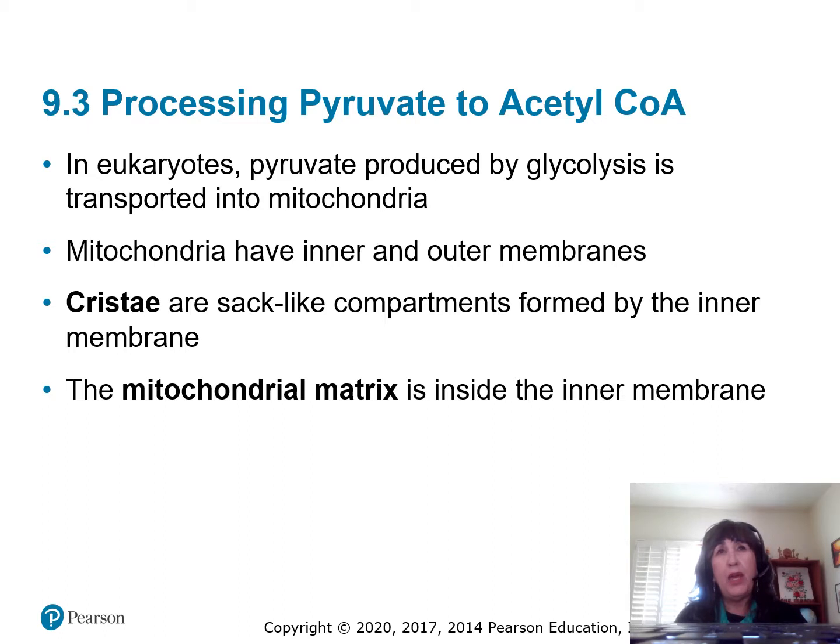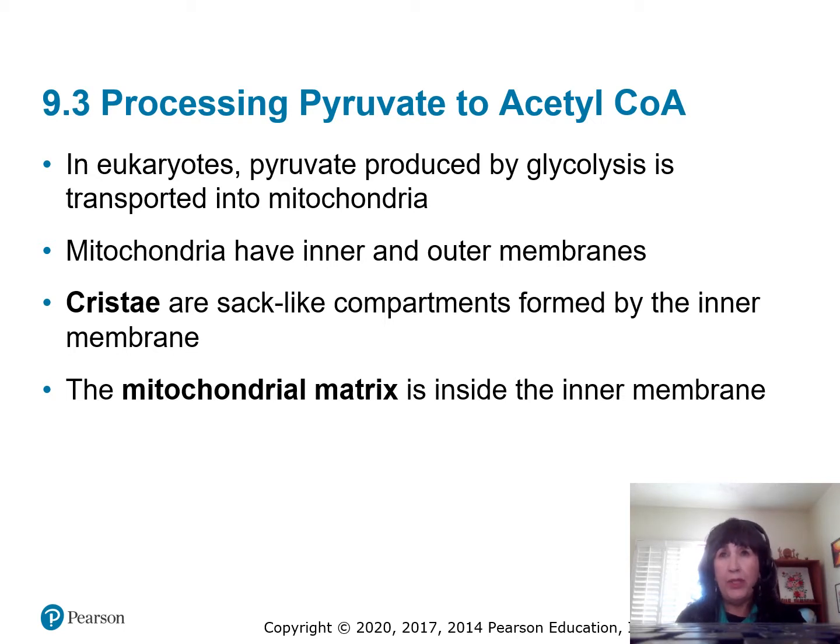So in eukaryotes, pyruvate is produced by glycolysis and transferred over to the mitochondria. That's why we say the mitochondria, its primary function is to produce energy. Okay, now if we're talking about a prokaryote, actually this process continues in the cytoplasm.